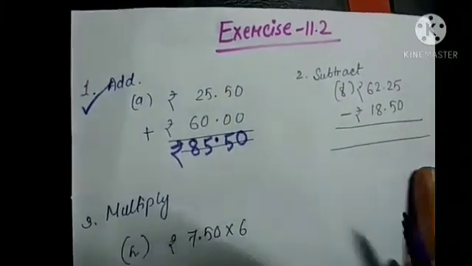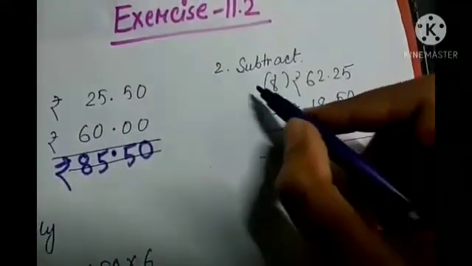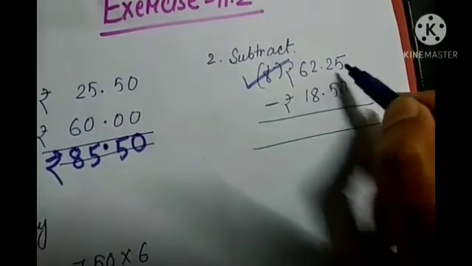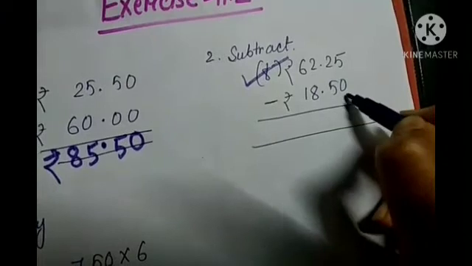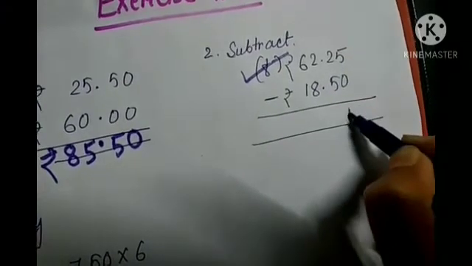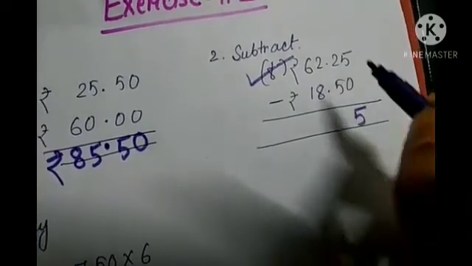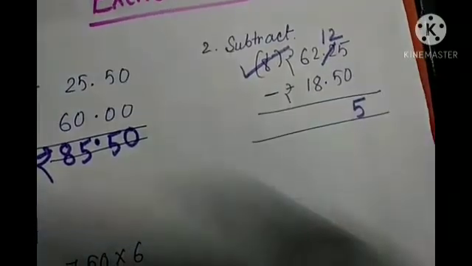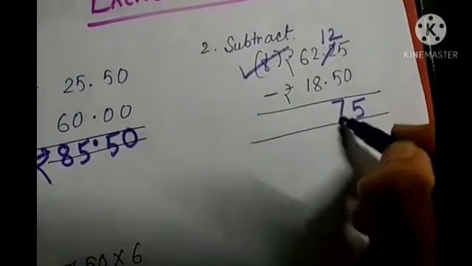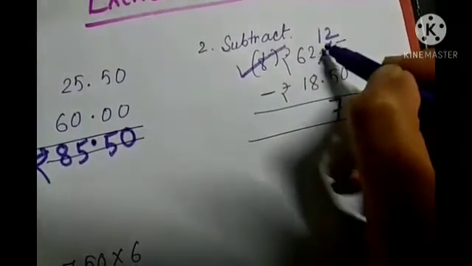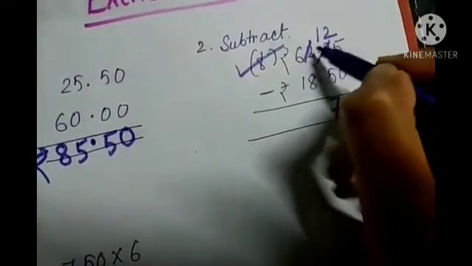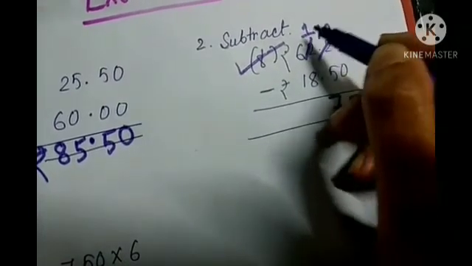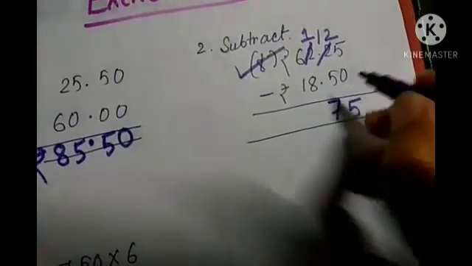Okay, now question number 2, subtract. Here I'm doing part F. You see rupees 62.25 minus rupees 18.50. So 5 minus 0 will be 5. 2 minus 5, that means here we have to borrow, so 12. 12 minus 5 is 7, so I write 7 here. As you have borrowed here, this will become 1, so 11. 11 minus 8 is 3, right?